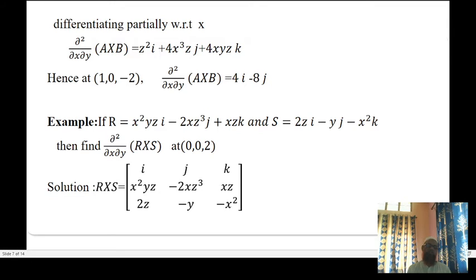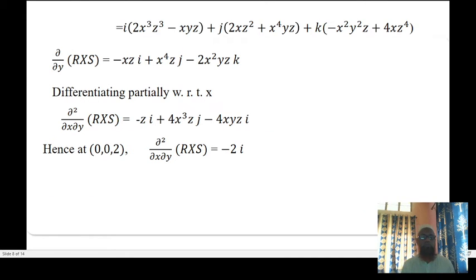So we already know that r cross s is the determinant of i, j, k. The second row is the coefficients of i, j, k in r, the third row is the coefficients of i, j, k in s. So the coefficients in r are x square y z, minus 2 x z cube, x z, and in s, 2 z, minus y, minus x square. Simplifying, i into 2 x cube z cube minus x y z, plus j into 2 x z square plus x raised to 4 y z, plus k into minus x square y square z plus 4 x z raised to 4. So plus j means we take anticlockwise.